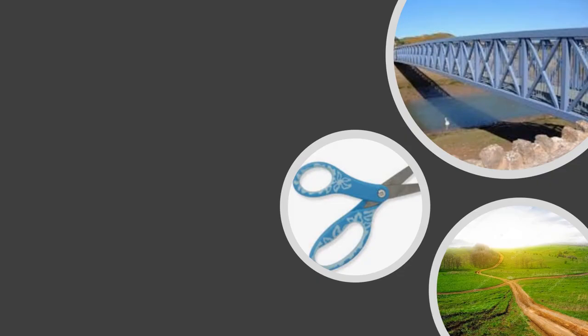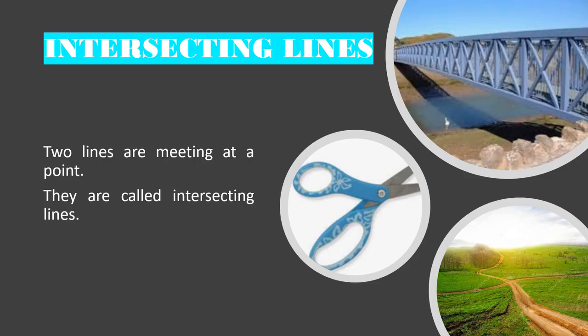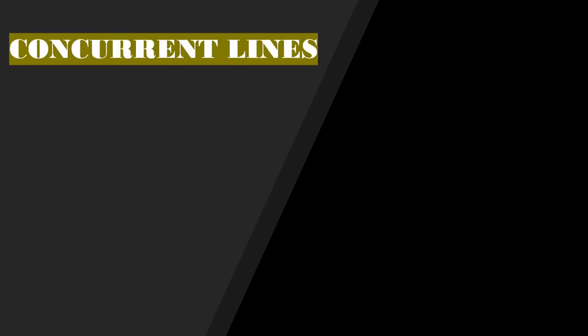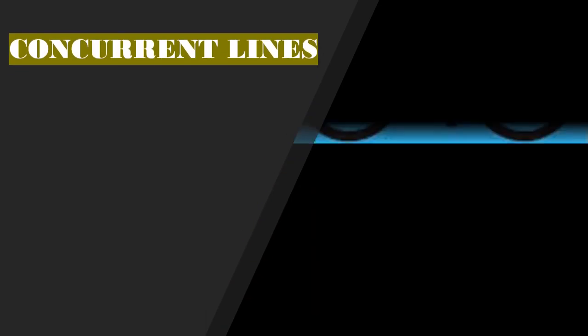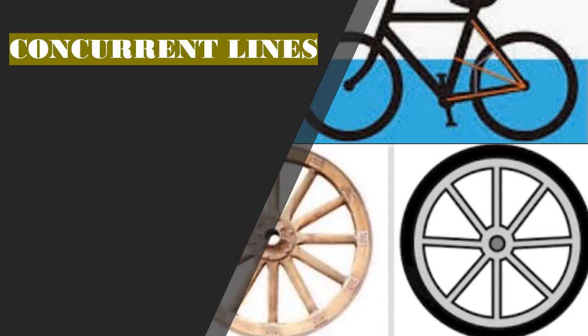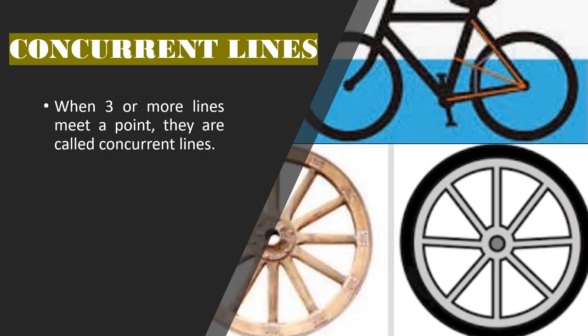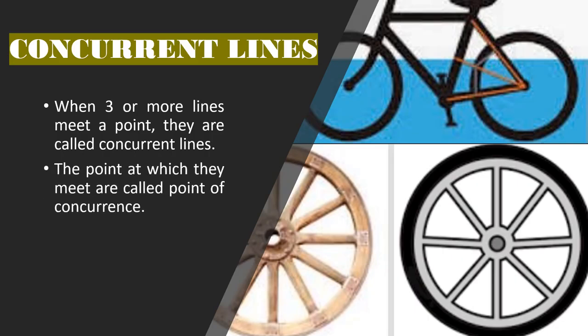Observe that in scissors or in crossroads, two lines are meeting at a point. They are called intersecting lines. So you can see a support of a bridge also having intersecting lines. When three or more lines meet at a point, they are called concurrent lines, as in the case of a wheel of a bicycle, wheel of a cart, or wheel of a scooter. The point at which they meet is called the point of concurrence.